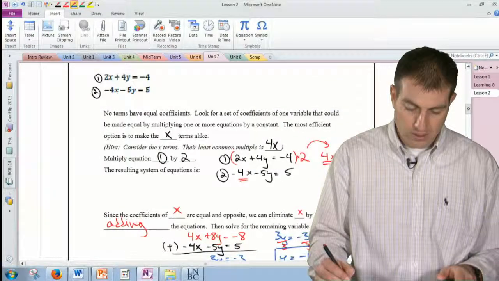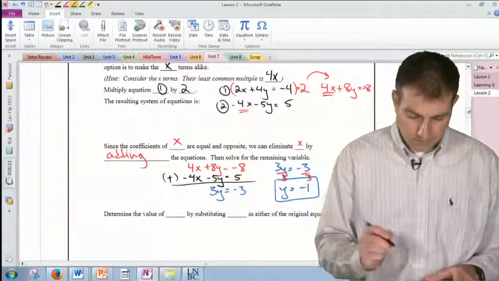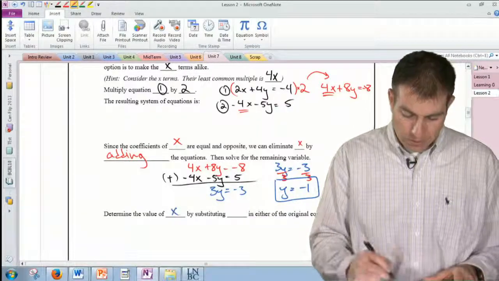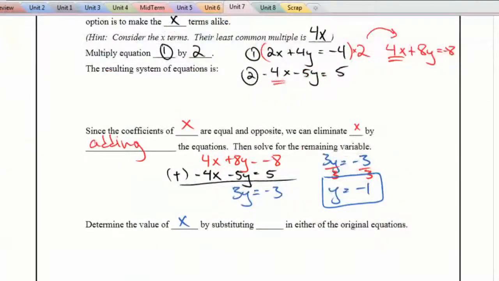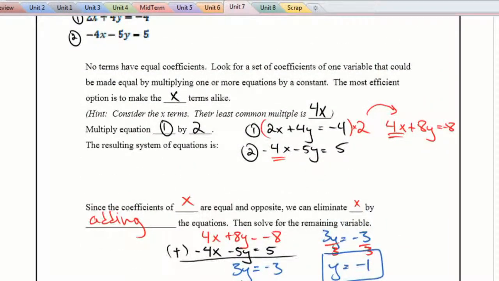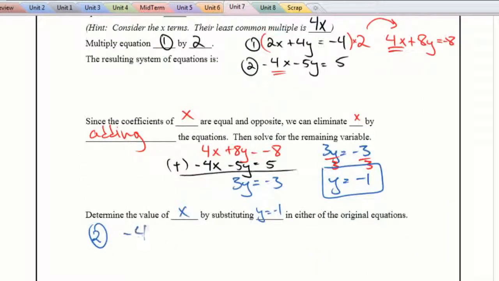So we have negative 4x minus 5y equals 5. So we're going to determine the x value by substituting y as negative 1 in either of the original equations. And I said to Taylor, we're going to do the second one this time instead of the first one. Negative 4x minus 5y is 5.